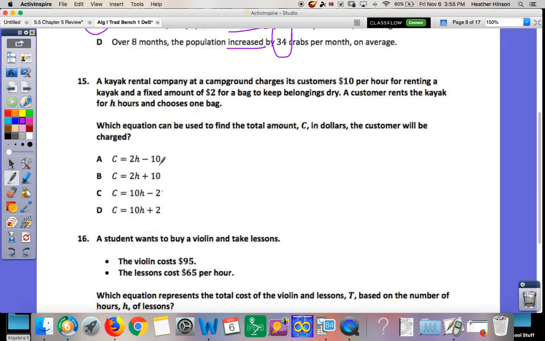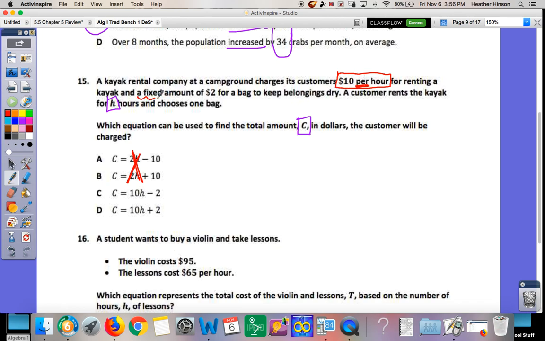So these are all in the form y equals mx plus b, but we're using C and H for the cost and the hours. So what's your slope here? Find that slope word. How much is it changing? It's changing your part, $10 per hour. That's how much it changes. So that's your slope. So these are wrong because they say 2 per hour. We want 10 per hour.